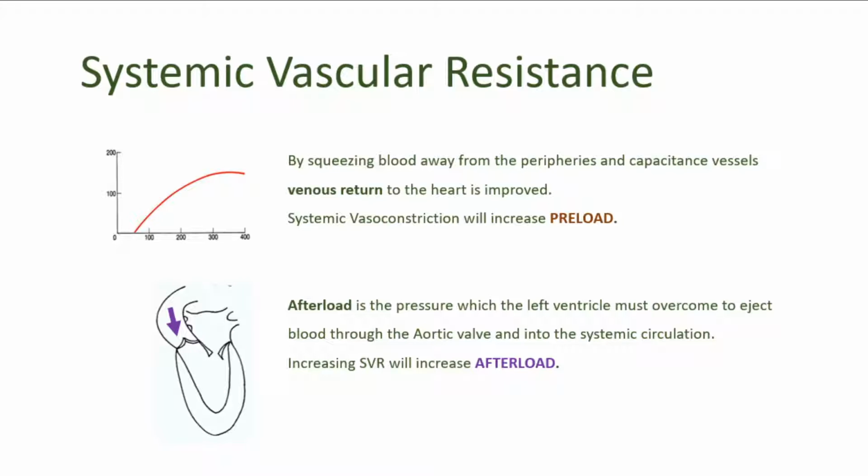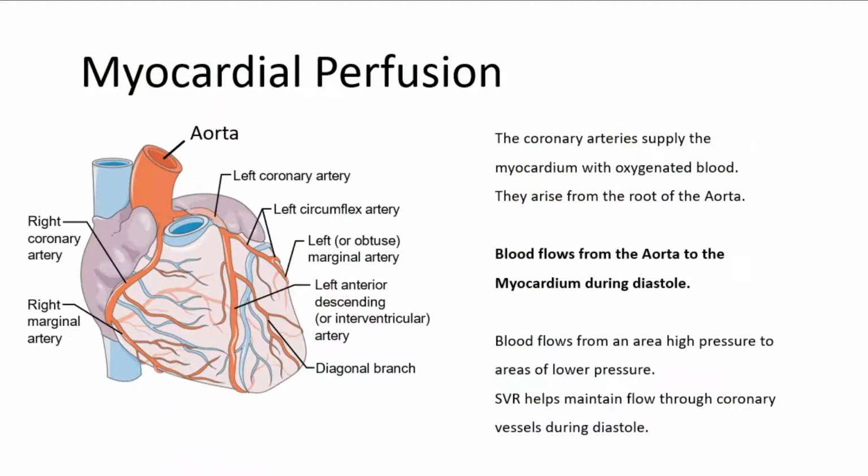And afterload, which is the pressure within the systemic circulation, and that's the pressure which the left ventricle must overcome in order to open the aortic valve and eject the oxygenated blood into the systemic circulation. That afterload will increase if the systemic vascular resistance increases.